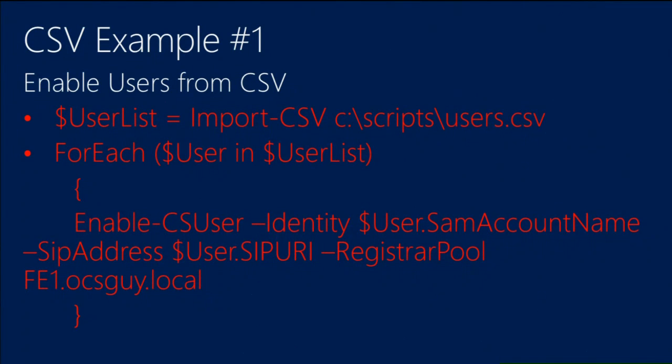In this example, we've put a static registrar pool in, but if you wanted to have multiple front ends, what we could do is add an extra column to that CSV file that we saw previously, and then define which registrar pool we're going to connect to.